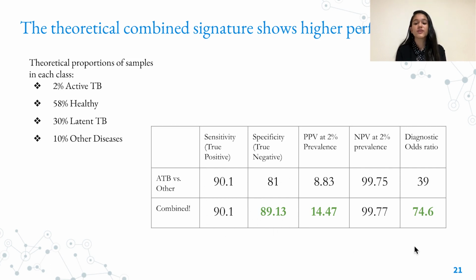Diagnostic odds is a measure of how effective a test is. A 1 means that the test is just randomly guessing, while the higher the number goes, the more effective it is. The diagnostic odds ratio almost doubled. And this way of combining signatures can be used in the future and is a promising way of increasing the effectiveness of signatures besides better gene selection.